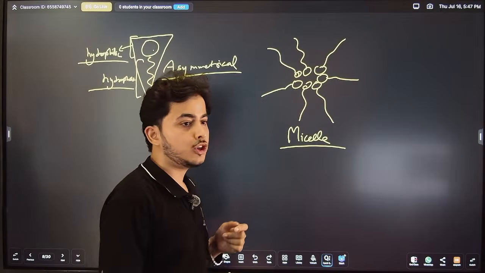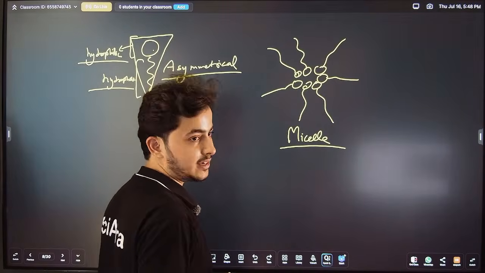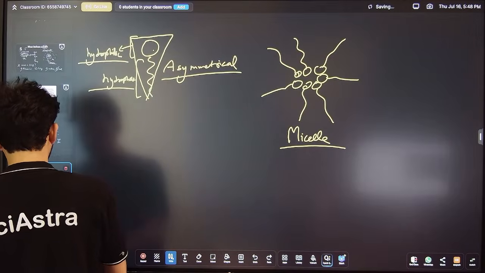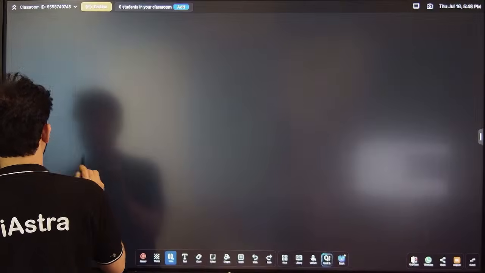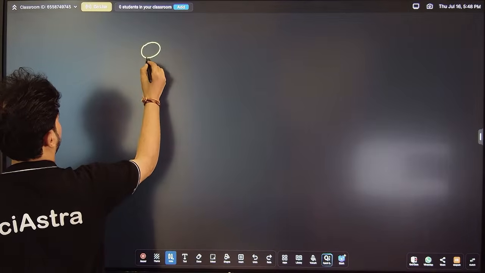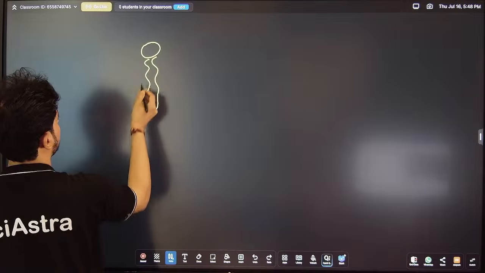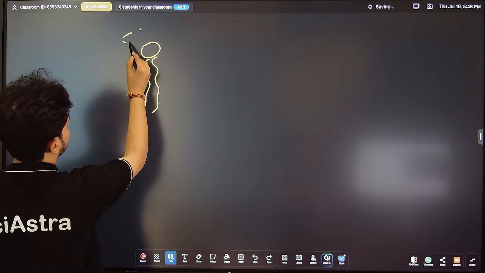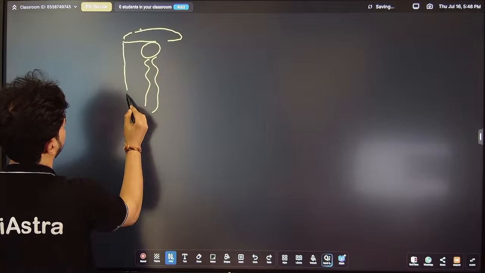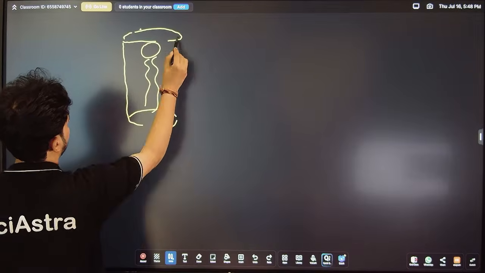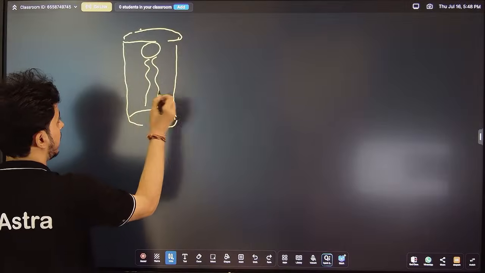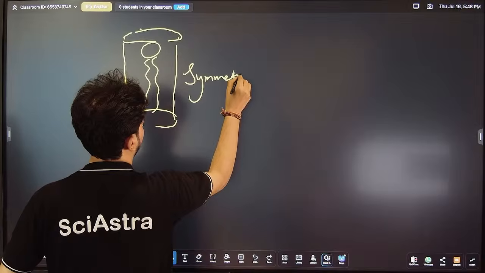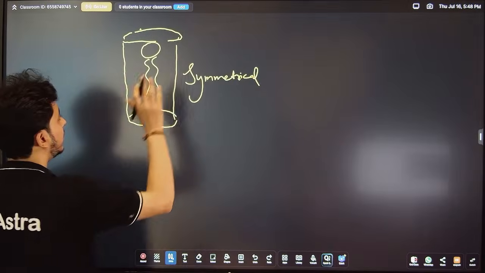Now if we talk about the different structure that exists, that is your lipid bilayer. For that structure to exist, you have two chains of the long chain carboxylic acid, and if you visualize this in a particular shape, this structure will look like a cylinder, right? And we call this a symmetrical structure.